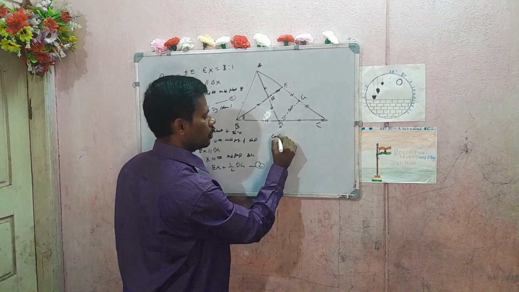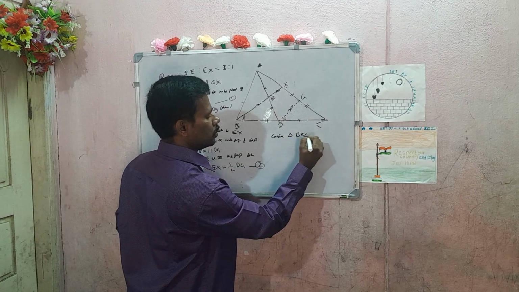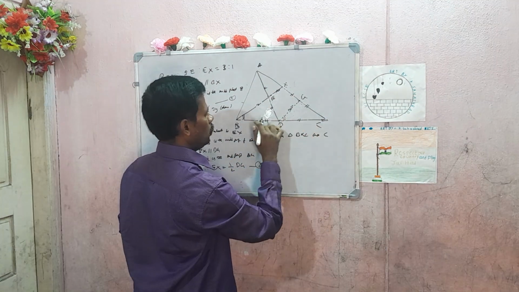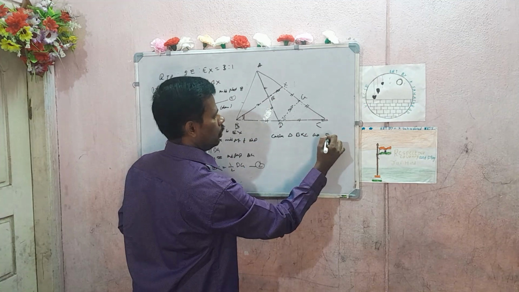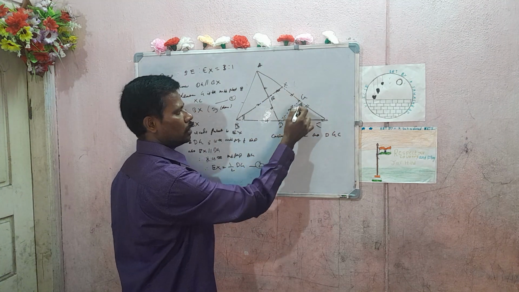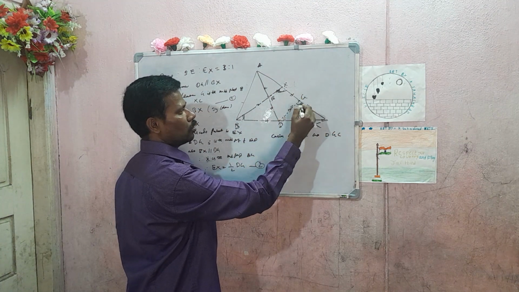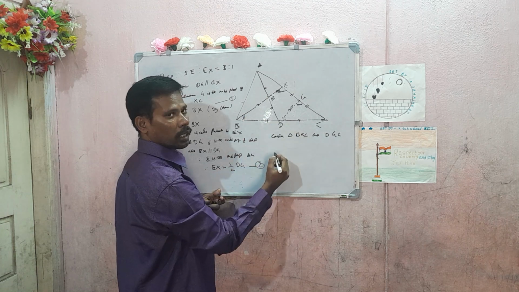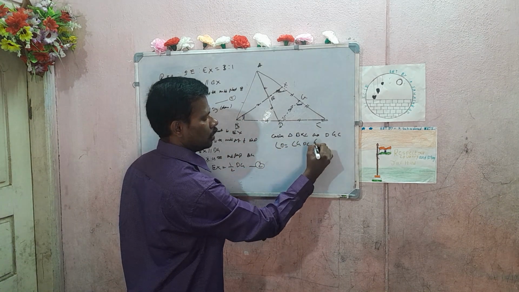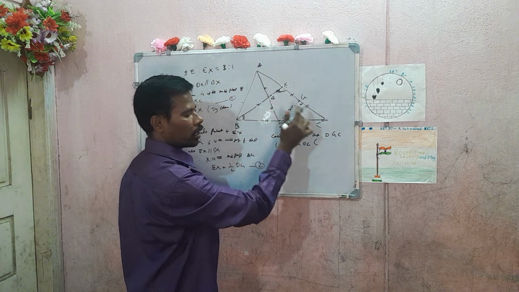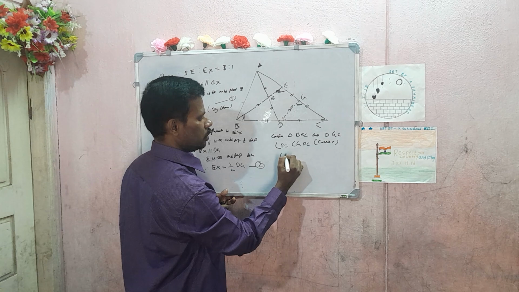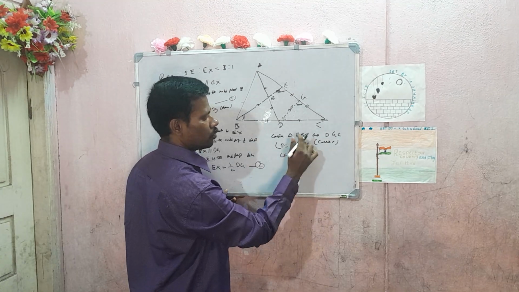Consider triangles BXC and DGC. This angle is equal to this angle. Angle B is equal to angle GDC, because these two lines are parallel, therefore they are corresponding angles. Next, angle C is equal to angle C, common for both the triangles.